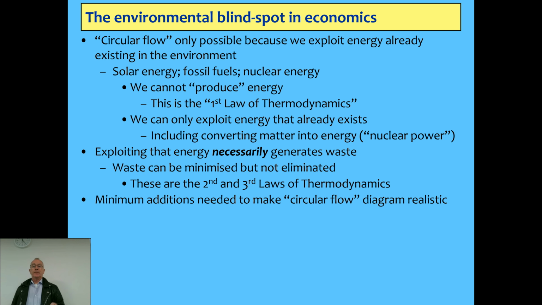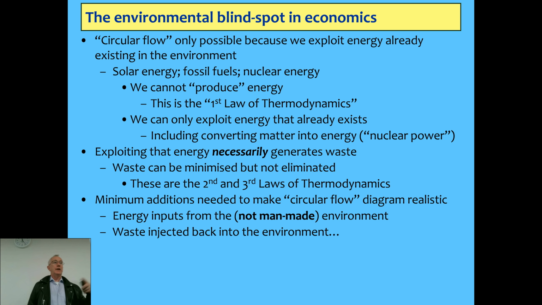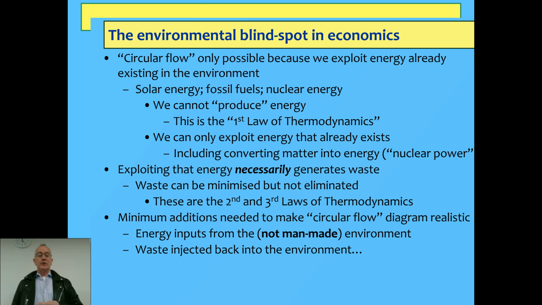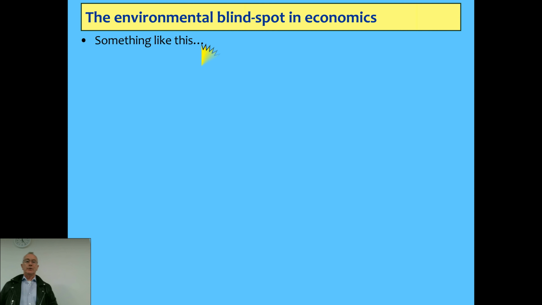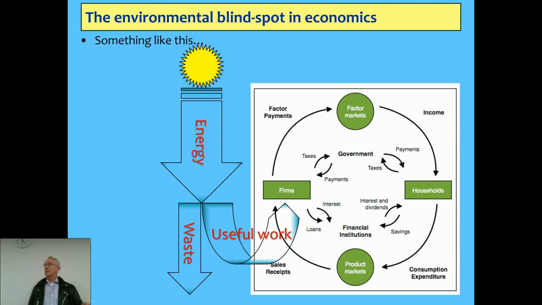Now, we're going to make the circular flow diagram realistic by including this absolutely essential role of what we find for free, the ecology. We have to have energy inputs, which are coming from the non-man-made environment, and we have to have waste injected back into that environment. That's the minimum possible to make that diagram realistic. So if you look at the idea here, you have the sun generating energy, which lands on the planet. We exploit some of that energy to do useful work, but part of it also necessarily gets converted into waste, and that gets dumped into the environment as well.